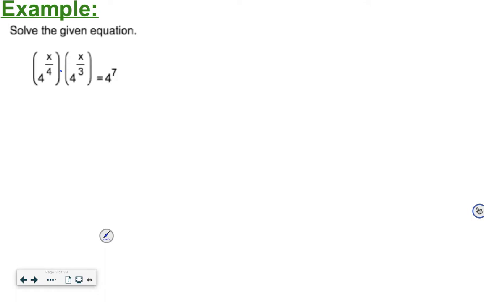Remember that if you multiply two exponents with the same base, we are going to add the powers. So now we can add them up: 4 to the power x over 4 plus x over 3, which is equal to 4 to the power 7. Remember that, ladies and gentlemen, if you have an exponent equation and your bases are equal, then you should expect the exponents to equal each other as well. So what does that mean? X over 4 plus x over 3 will be equal to 7.